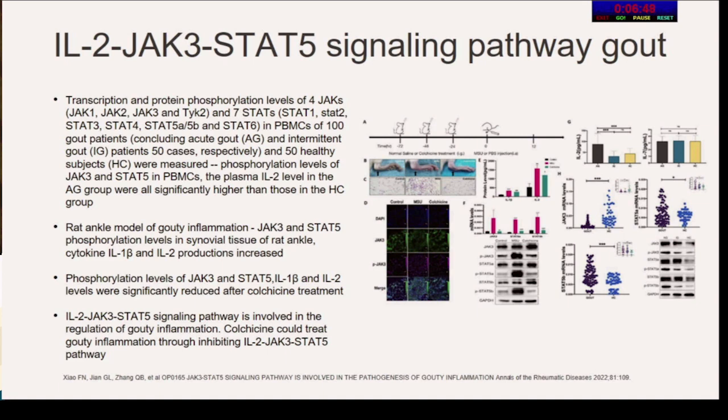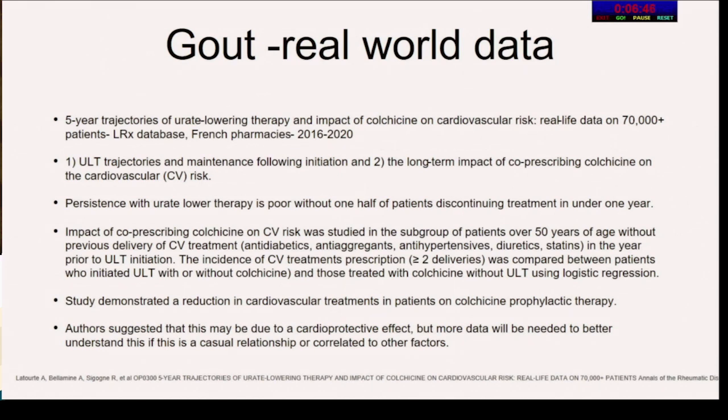So again, this was one of the first studies looking at JAK inhibition and whether there is any role of JAK in gout. A good real-world data set of gout was also presented. This was a 5-year trajectory of urate lowering therapy and the impact of colchicine on cardiovascular risk. 70,000 plus patients from the LRX database, which is a French pharmacy database. These patients were tracked for almost under 1 year.